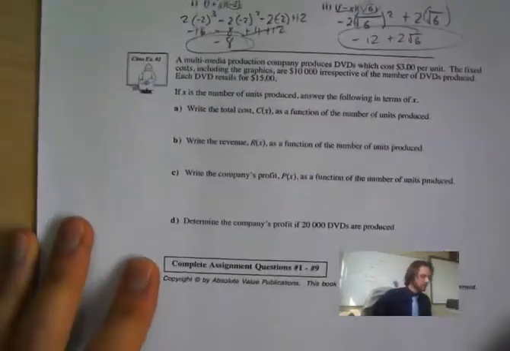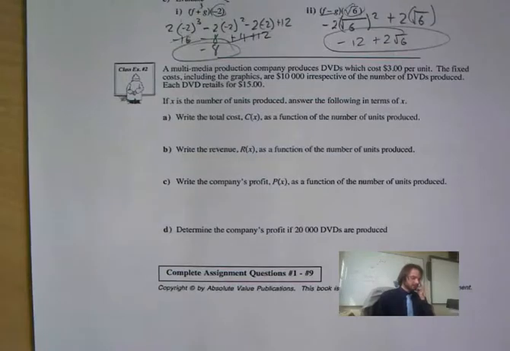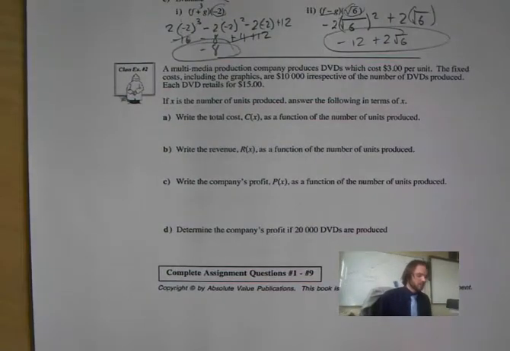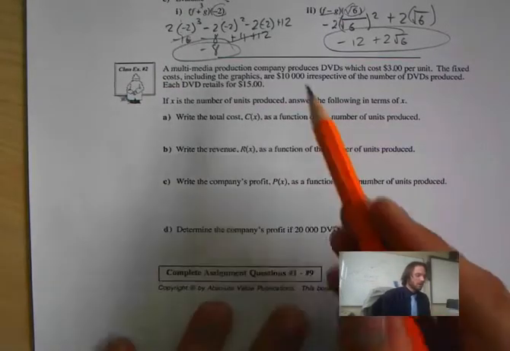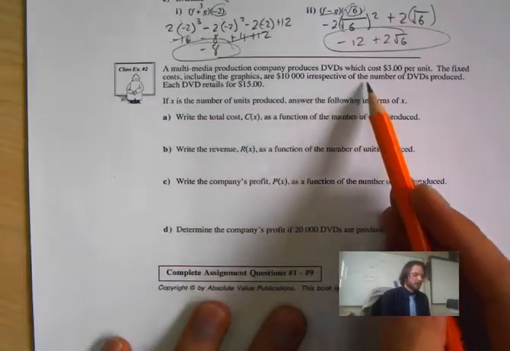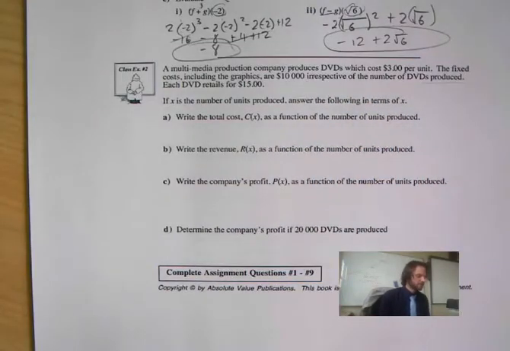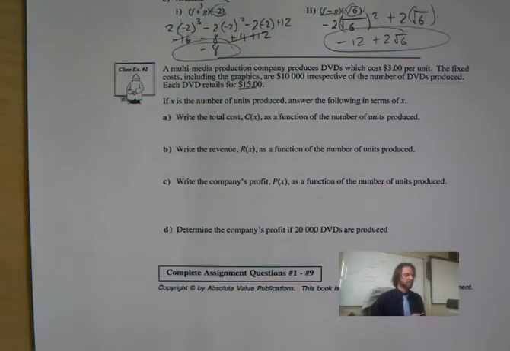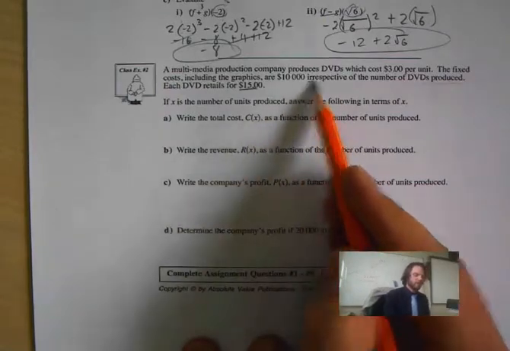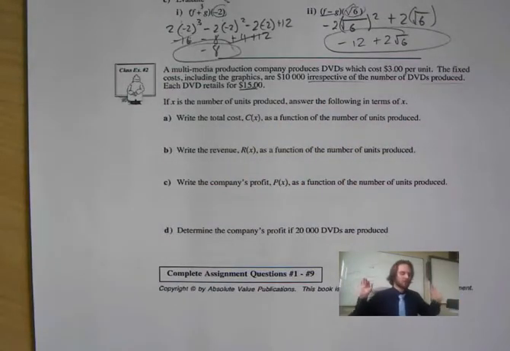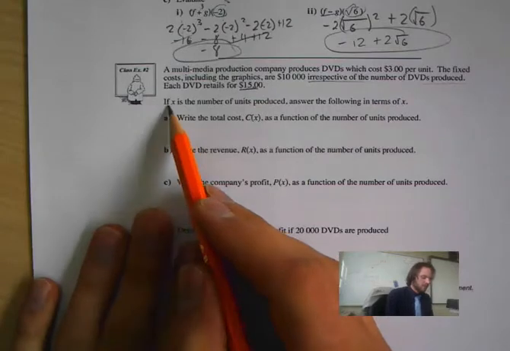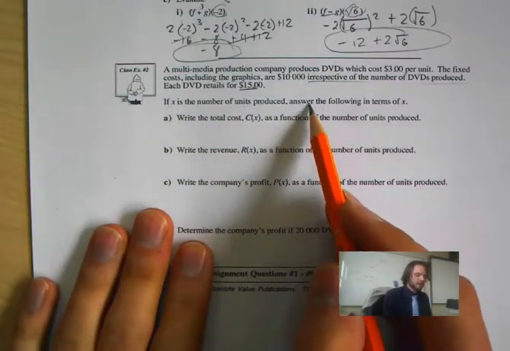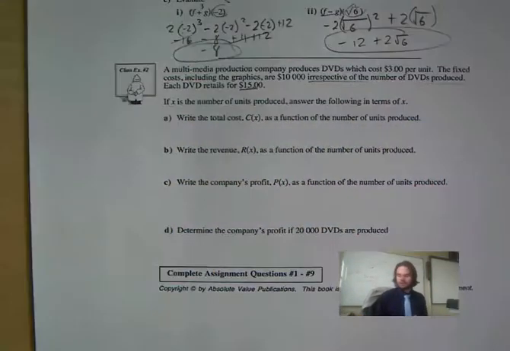Okay? Let's look at example number 2. It says, a multimedia production company produces DVDs which cost $3 per unit. The fixed costs, including the graphics, are $10,000 irrespective of the number of DVDs produced. Okay? Each DVD retails for $15. So it's $10,000 no matter what. Doesn't matter how many are produced, it's going to be $10,000 for the graphics. So if x is the number of units produced, answer the following in terms of x.